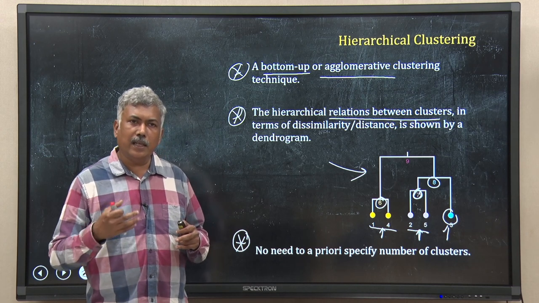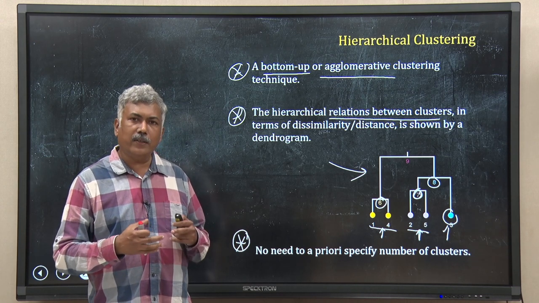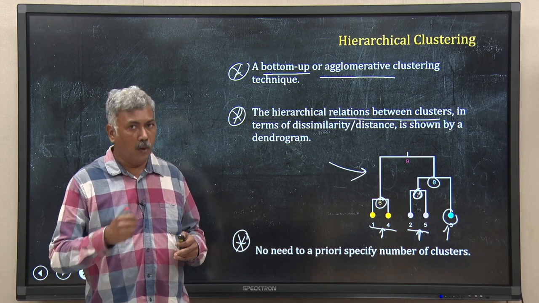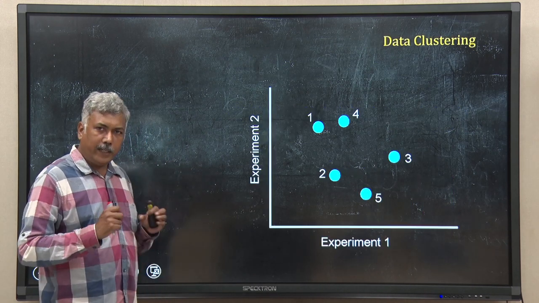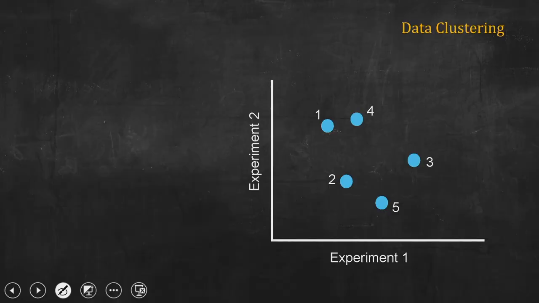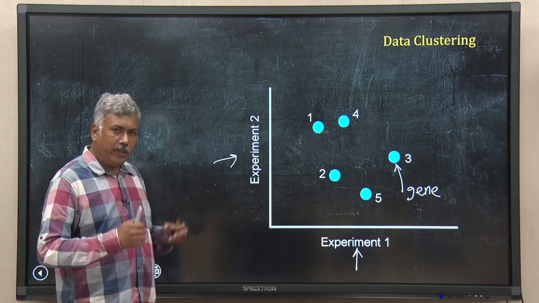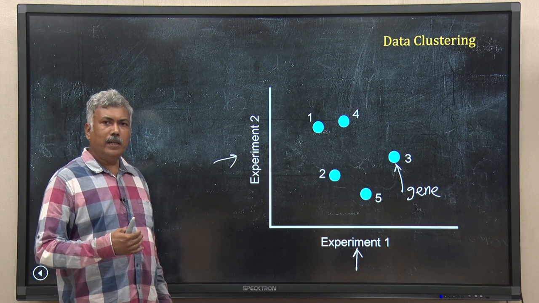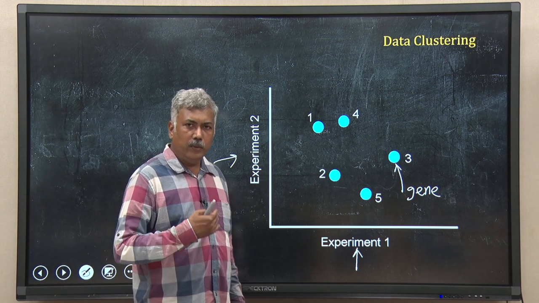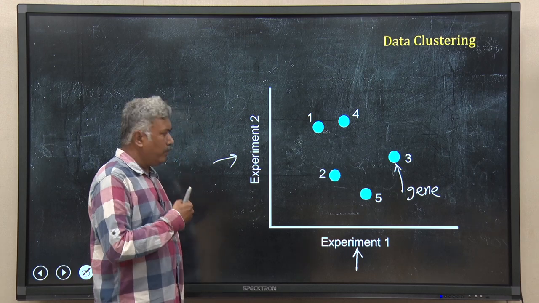So, let us start implementing the algorithm on a data and try to understand how hierarchical clustering works. I have cooked up a data just like a gene expression experiment. I have two experiments, experiment 1 and experiment 2, and each of these data points is one gene, maybe this is gene 3. Usually, there will be hundreds and thousands of data points. Just for clarity, I have kept 5 data points. And we will build a dendrogram using a hierarchical clustering algorithm on this data.